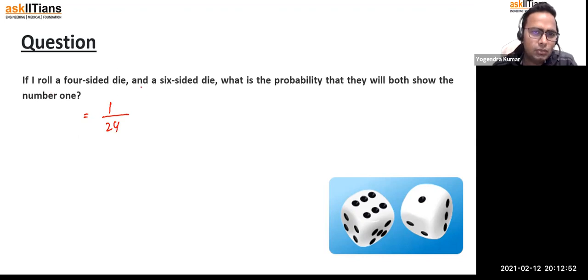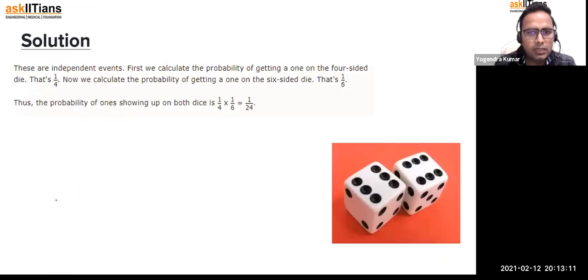As the question correctly said, a 4-sided die and a 6-sided die are there, so the total n of S will be 6 into 4, which is 24. And 1, 1 showing means 1 on the first die and 1 on the second die, so that is 1 divided by 24. This is how we can answer this. Simple, right? This is the answer we are getting.